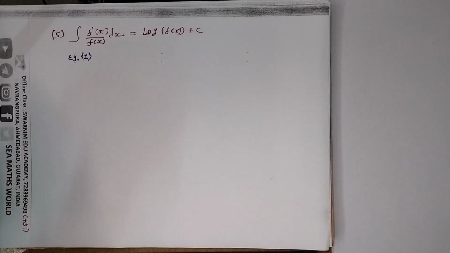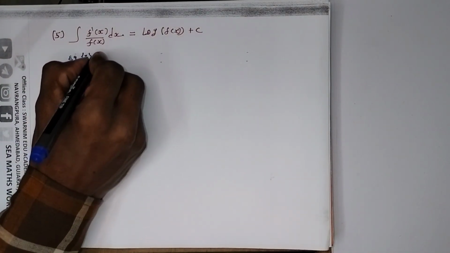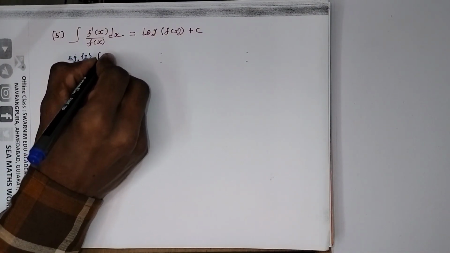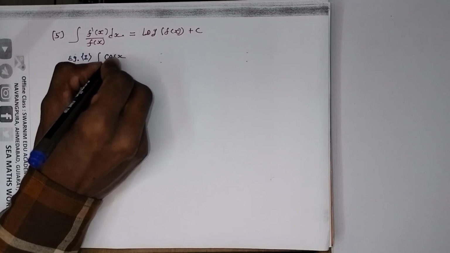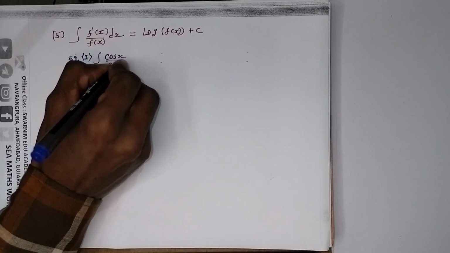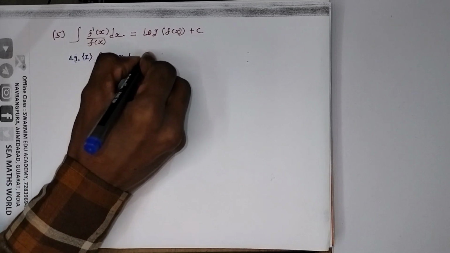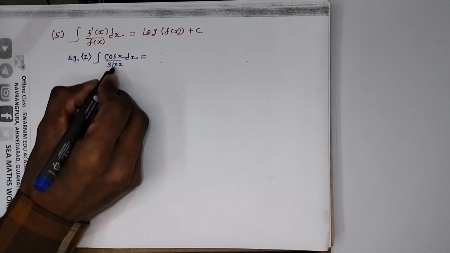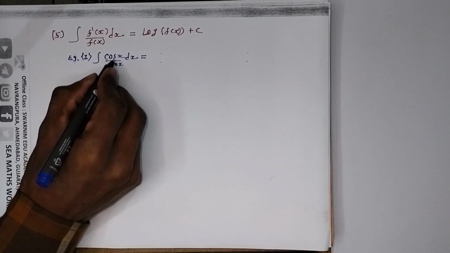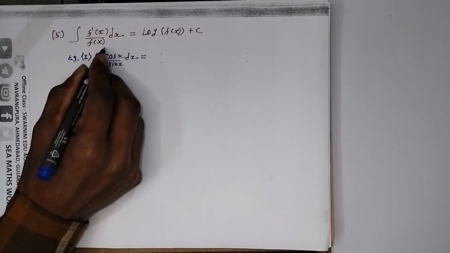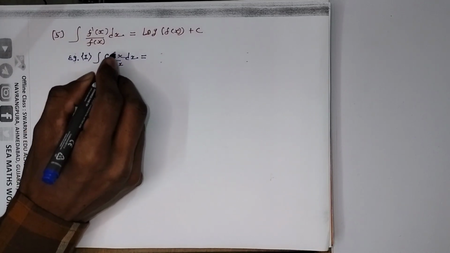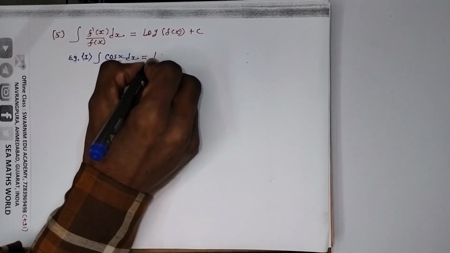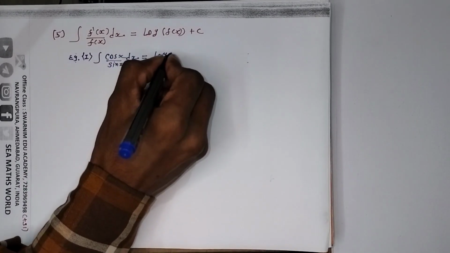Now let's understand it through the example. Integration of cos x upon sin x with respect to x is equal to, here you may see that differentiation of sin x is given in numerator. So according to the formula, integration of the entire term will be log of the division term, and that is sin x.